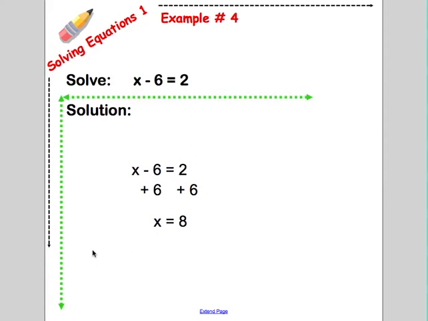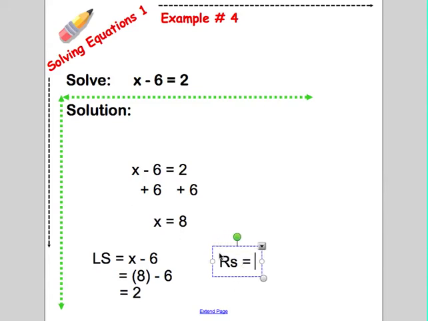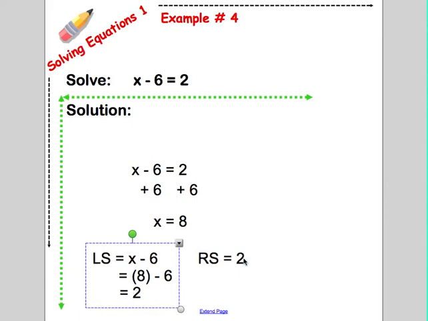To do a quick left side, right side check of this, I would write left side, and I would write the entire left side of the equation. That was x minus 6. Now I would substitute in my value. So I had 8. 8 minus 6, I need to simplify, and I would get 2. If I check the right side, my right side was 2. So because my left side equals my right side, I know that my solution is correct. If this was something other than 2, I would have an incorrect solution.